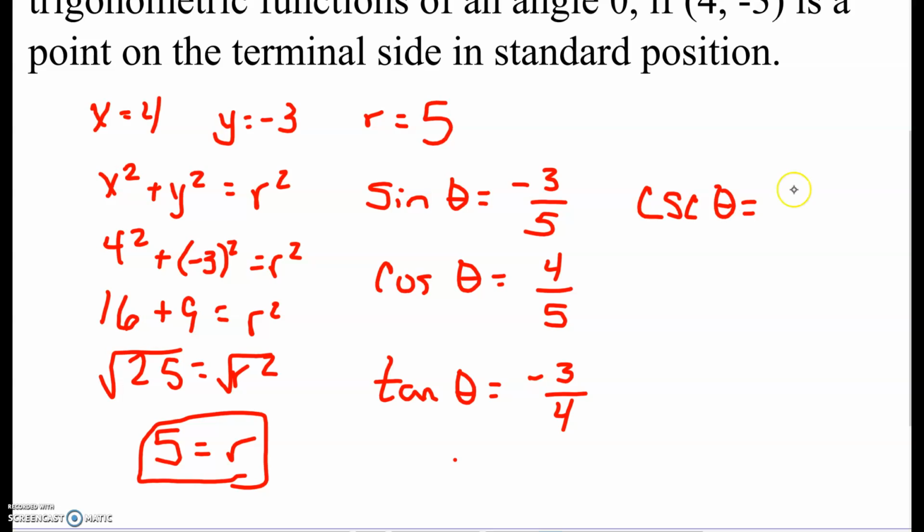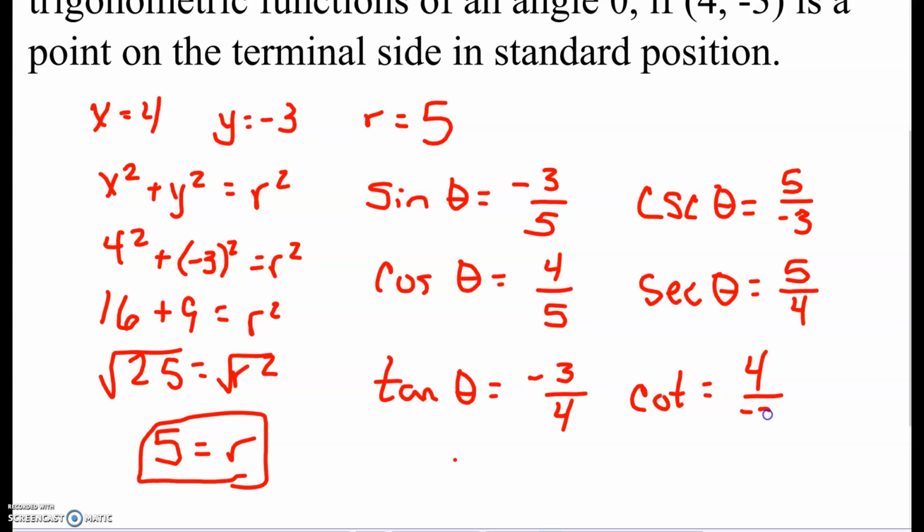Cosecant is r divided by y, or 5 over negative 3. Secant is r divided by x, 5 over 4. And cotangent is x divided by y, negative 4 over 3.